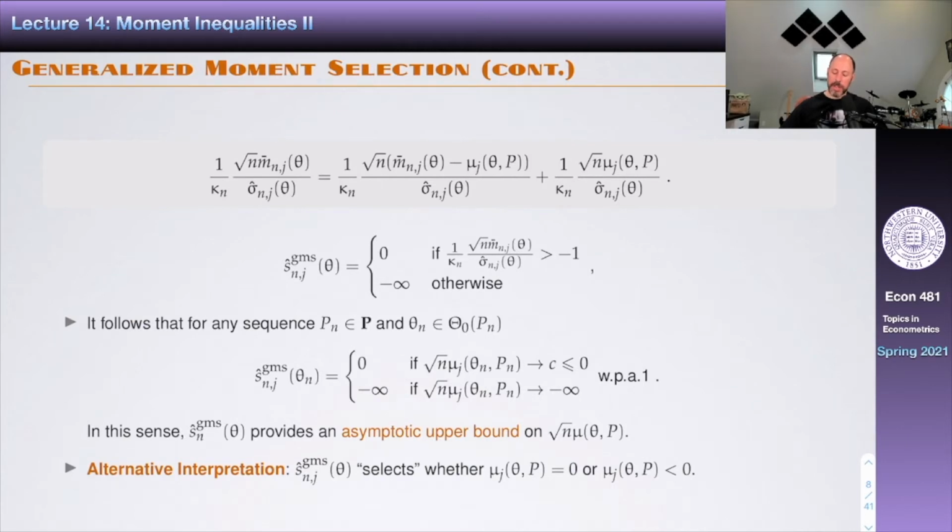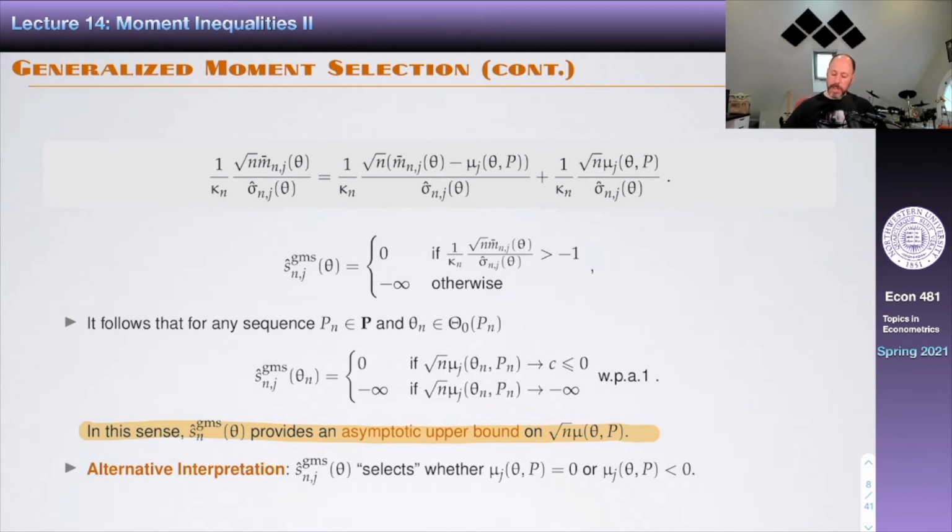Anyway, here I just wrote the same thing that I wrote in the previous slide. And based on the explanation that I gave before, I wrote here that GMS provides a valid asymptotic upper bound on square root n mu. So as opposed to the first two methods where we had an upper bound for every n, here the bound is asymptotic. The argument doesn't hold for every n; for every n, there could be some issues. But asymptotically, which is what we need, this provides a valid upper bound on square root n mu.